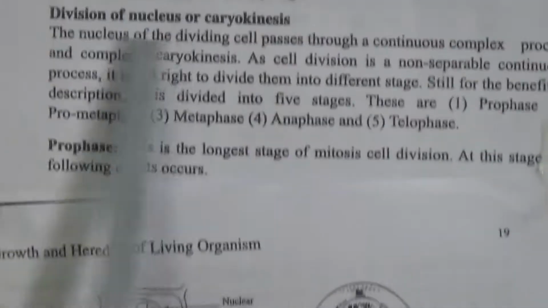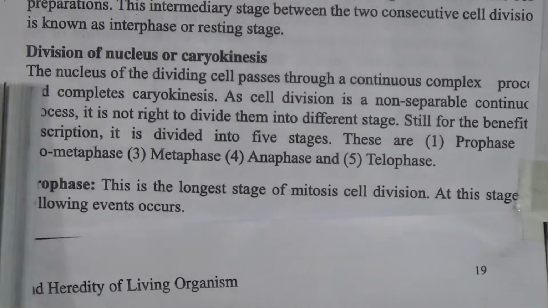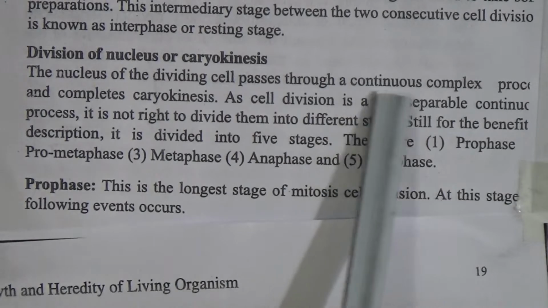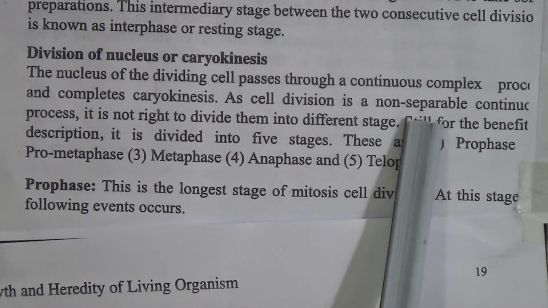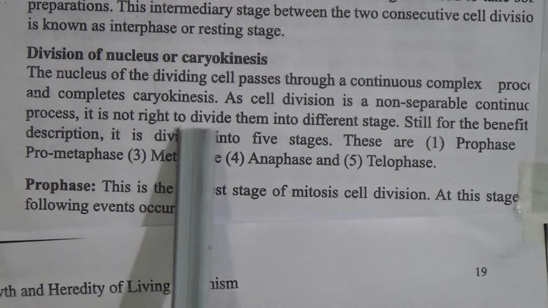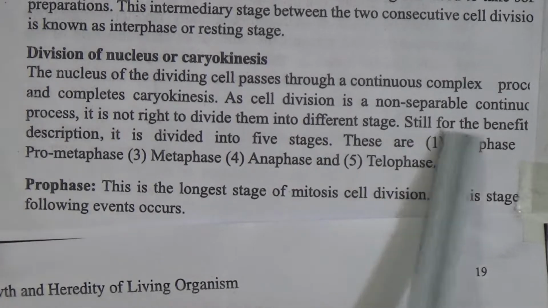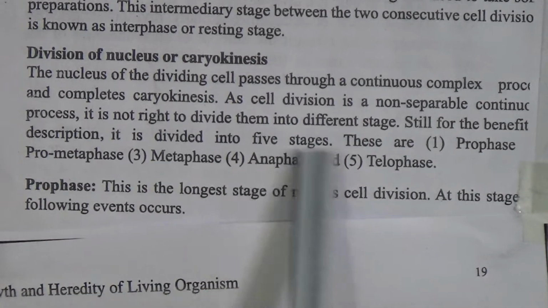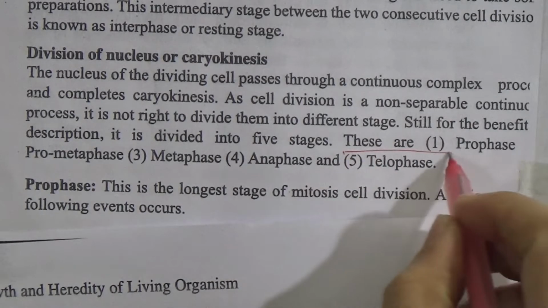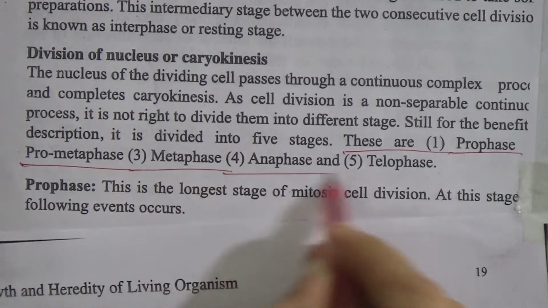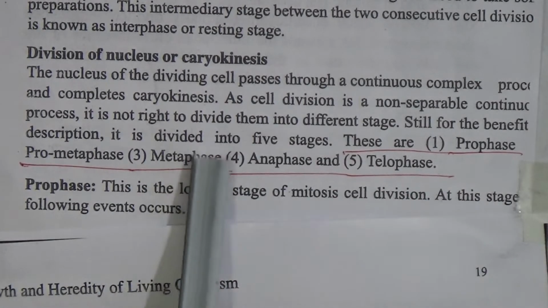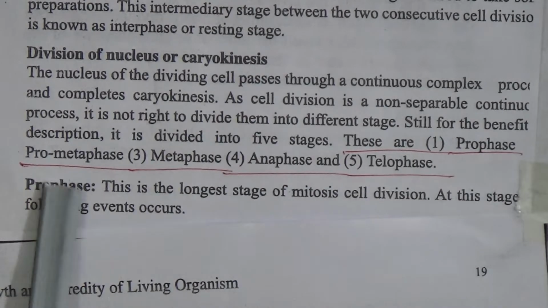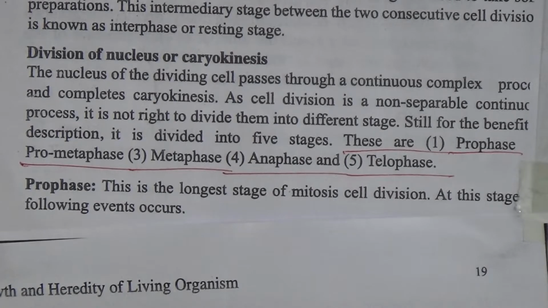Okay, now division of nucleus or karyokinesis. The nucleus of the dividing cell passes through a continuous complex process and completes karyokinesis. As cell division is a non-separable continuing process, it is not right to divide it into different stages. Still, for the benefit of description, it is divided into 5 stages: prophase, prometaphase, metaphase, anaphase and telophase. Now let's discuss these 5 stages.